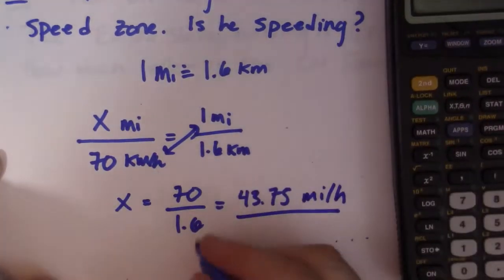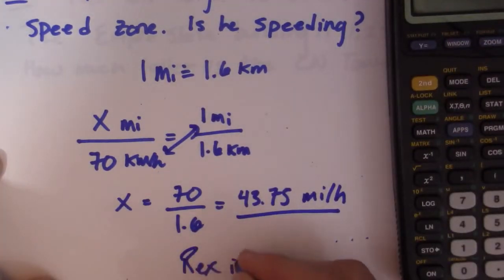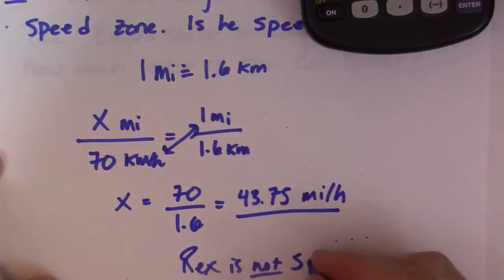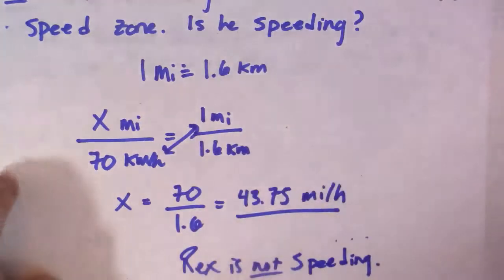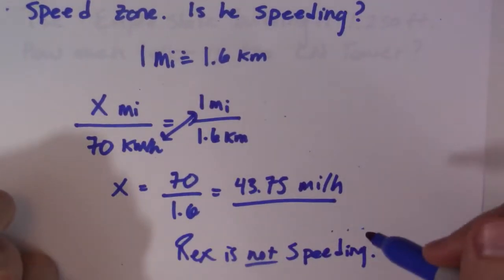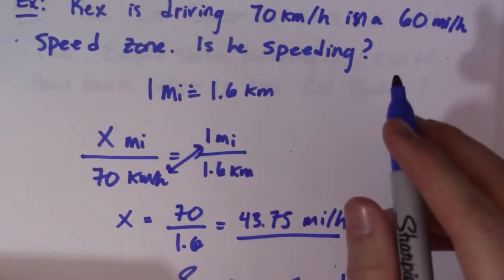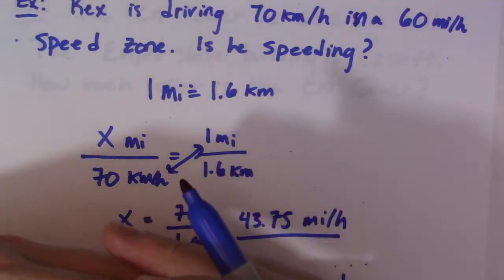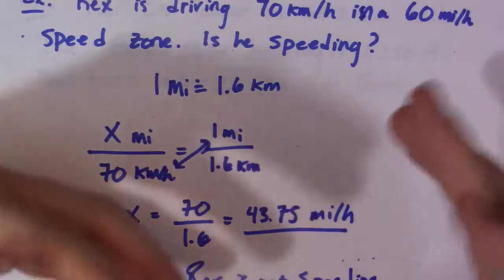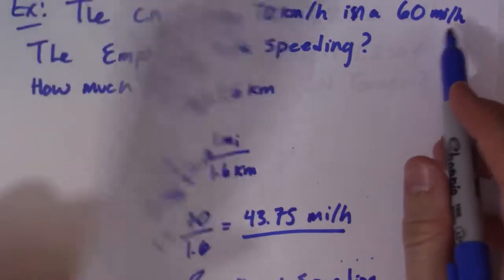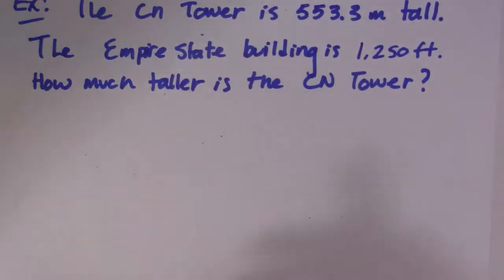And there it is. So Rex is not speeding. So we always got to make sure that we do a nice concluding statement at the end of these word problems. And depending on your teacher, you might have to add a bit more detail. But the idea behind these word problems, guys, is to get the units in the same units. That way you can compare the numbers. Okay, so he's not speeding, he's going less than 60 miles an hour.